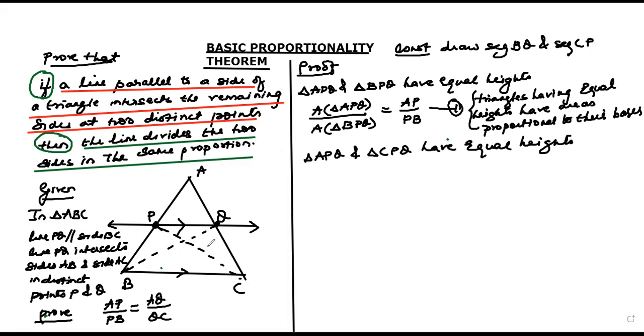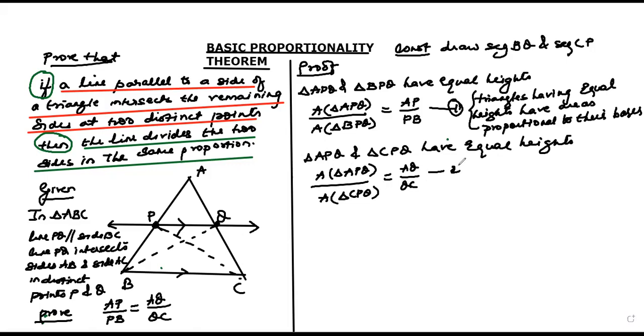Whenever the triangles have a common vertex and the opposite sides lie on the same line, we saw earlier that they have equal heights. Now, these triangles have equal heights. So naturally, the ratio of the area of triangle APQ upon the area of triangle CPQ will be equal to AQ upon QC.